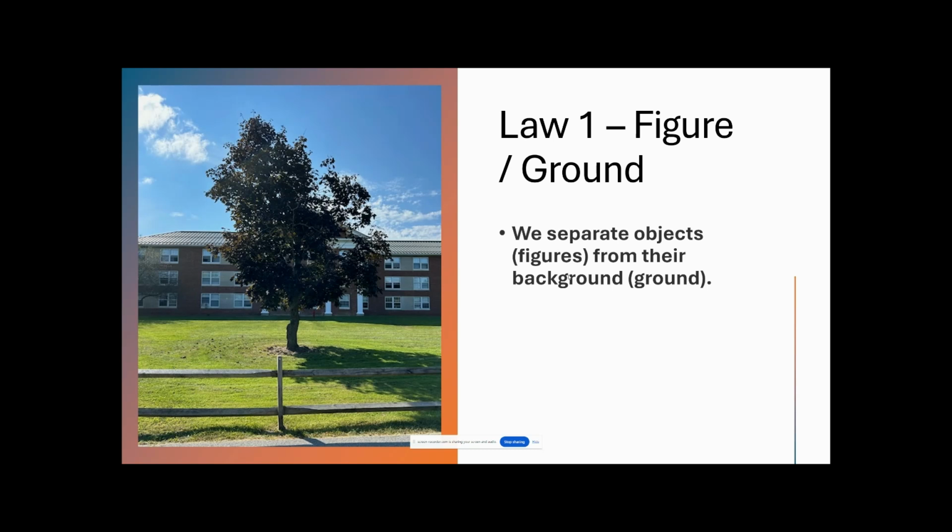Law 1, figure and ground. This is when we separate objects from their background. So for my example, I have a picture of a tree in front of Hewlett, and we separate it by identifying that the tree is in front, right? You can see the tree against the background, against the sky, against the dormitory that is Hewlett. You could also use this example for the fence in front of the grass.